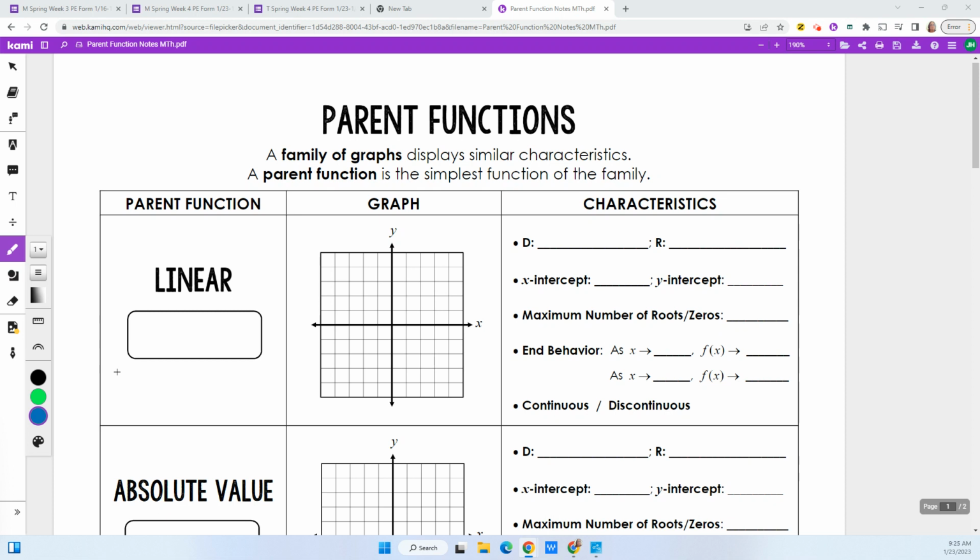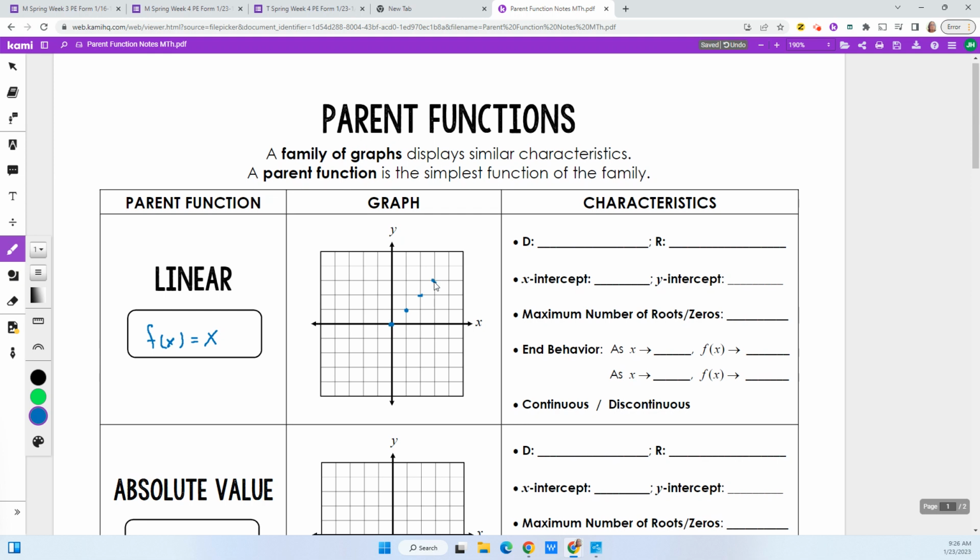So a linear function is when we have f of x equals x. And what that means is that your y value and your x value are the same. So if I put in 0 for x, my y value will be 0. If I put in 1 for x, my y is 1. And it winds up just being the graph of a straight line. And that works in the negative too. -1 would be -1. -2 would be -2, right?